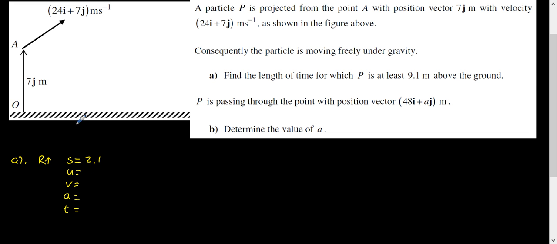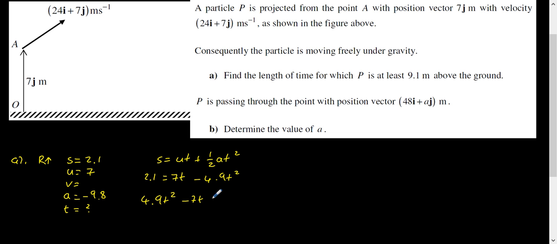The initial velocity in the vertical direction is given by the j component of the vector, so it's just 7. The final velocity we're not interested in. The acceleration is minus 9.8 meters per second squared, and the time is what we're interested in. So let's use s equals ut plus half at squared, and we just substitute all the information in. 2.1 equals 7t minus 4.9t squared. Rearrange this into a lovely quadratic, and then we will use our calculators to solve.